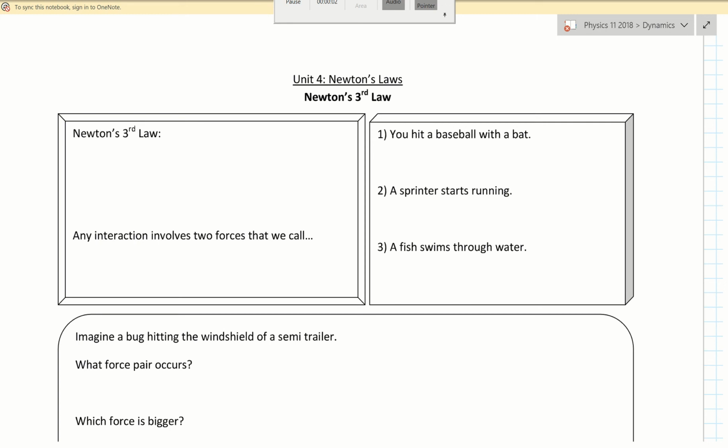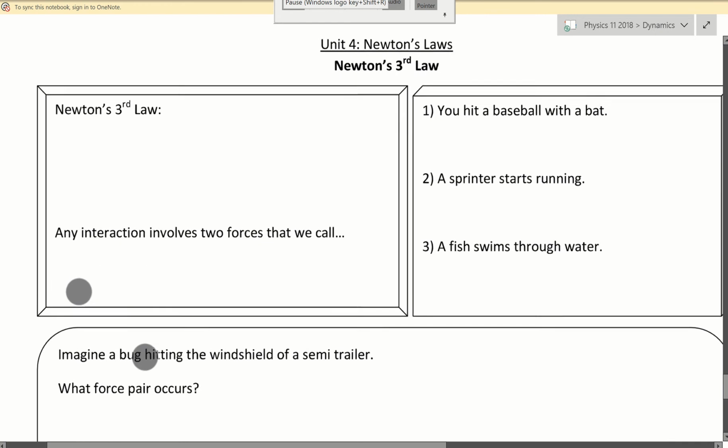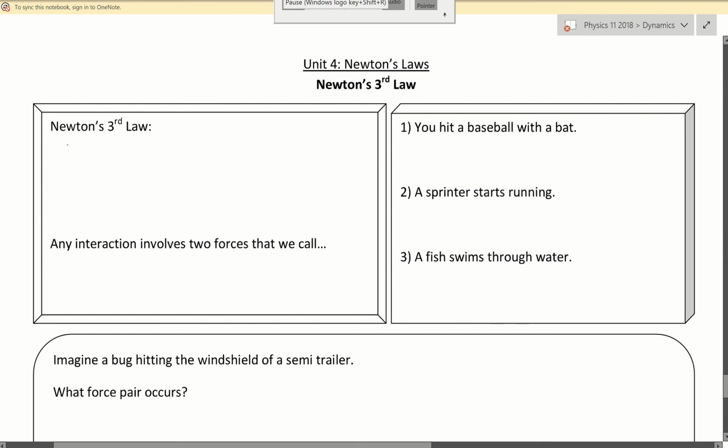Hello everyone. So today for the second half of the lesson, we are going to look very quickly at the last Newton's law there is, which is Newton's third law. Newton's third law states that for every action, there must be an equal but opposite reaction.